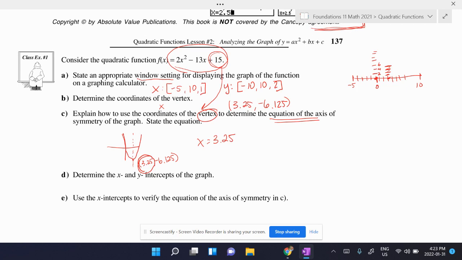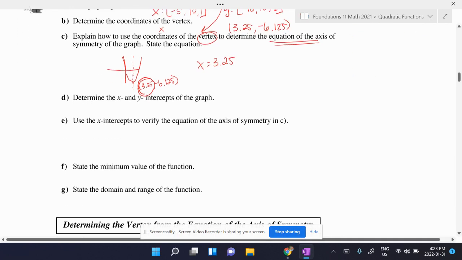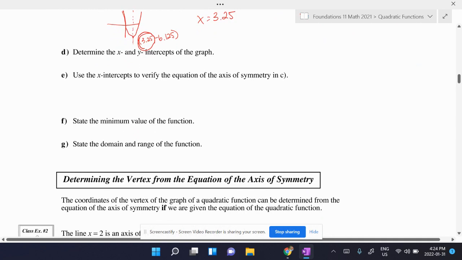On your calculator, you should be able to find your x and your y intercepts. Your x-intercepts should be 3 halves, or 1.5, and 5. And your y-intercept should be 15.